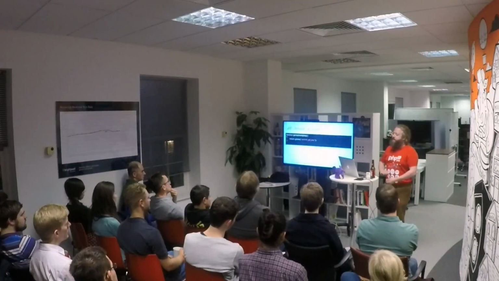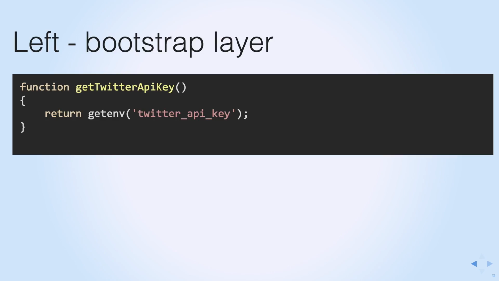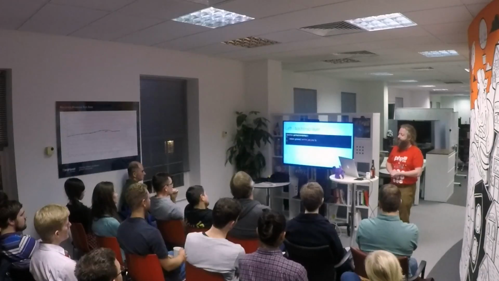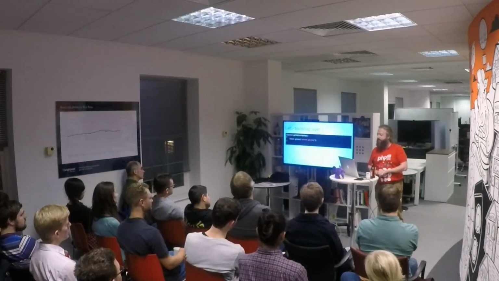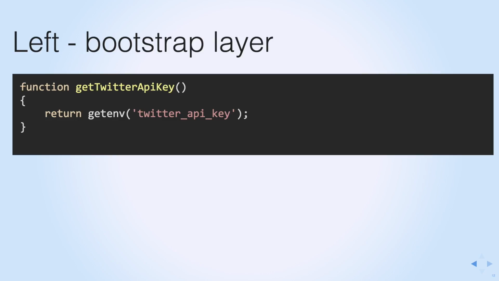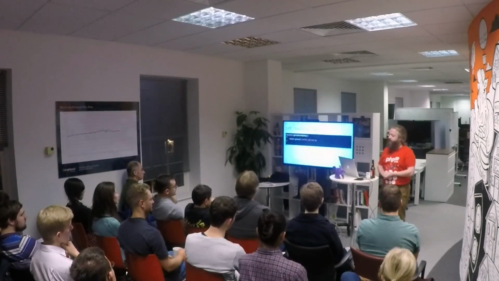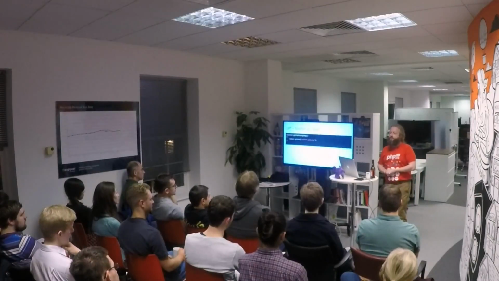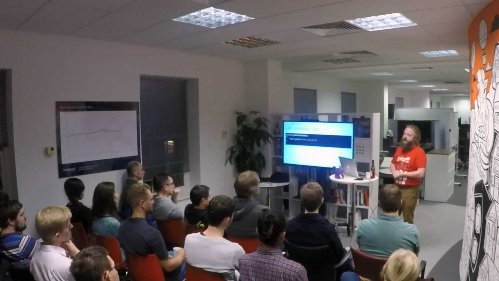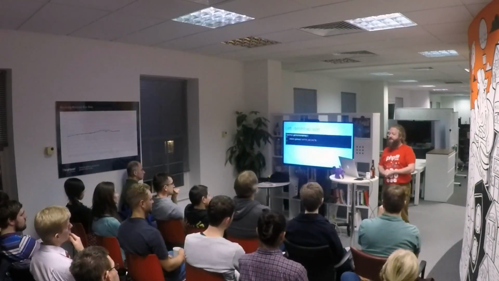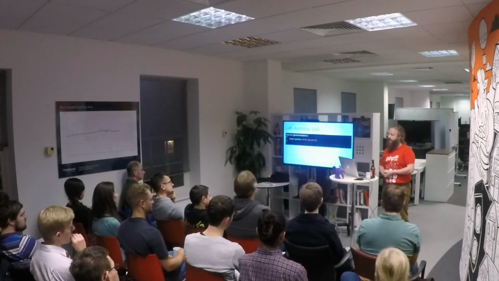So some sample code that would be on the left side of that application in the Bootstrap layer. You have things like this, getTwitterAPIKey, that just returns getenv, then the string TWITTER_API_KEY. Code like this is not unit testable. It relies on environment variables being set in a particular way, so you just can't test it in isolation.